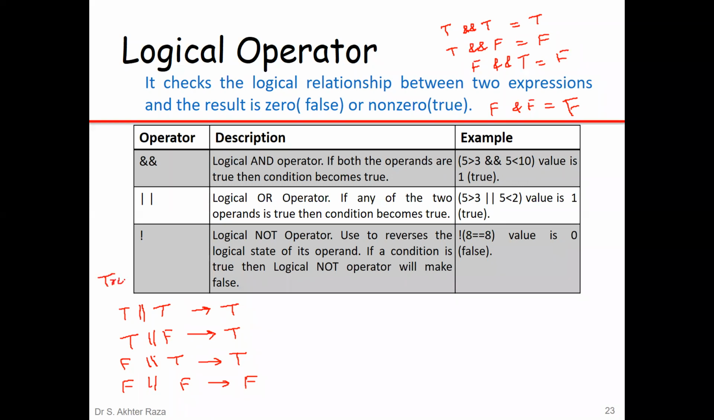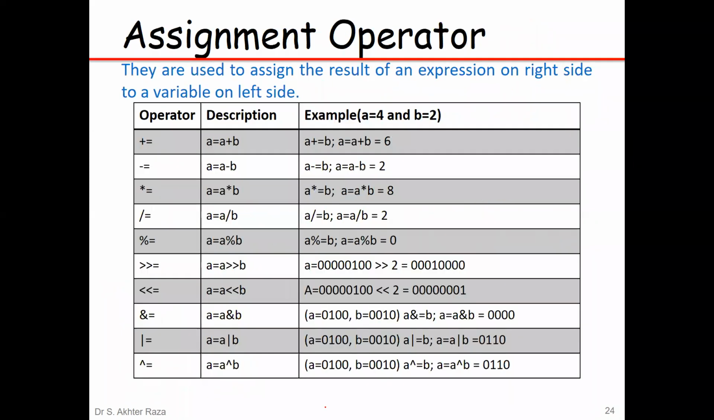A truth table gives us a complete picture. This is the truth table of and, this is the truth table of or. Now these are the logical operators. Assignment operators are a very extensive list: plus equal to, minus equal to, multiply equal to, divide equal to, percent equal to, double greater than equal to, double less than equal to, and equal to, or equal to, and power equal to, and all have their meanings here.